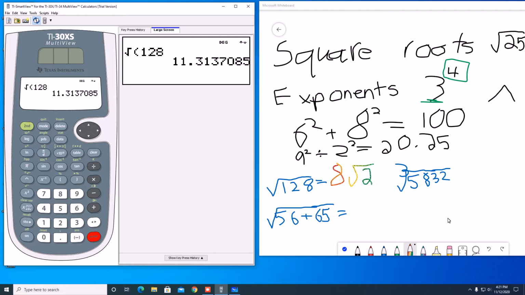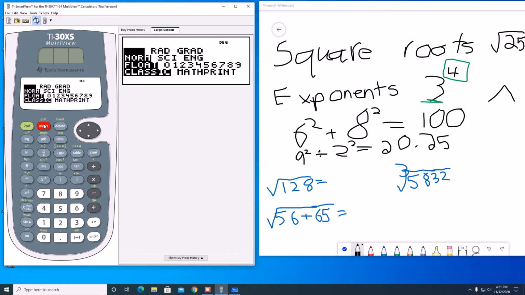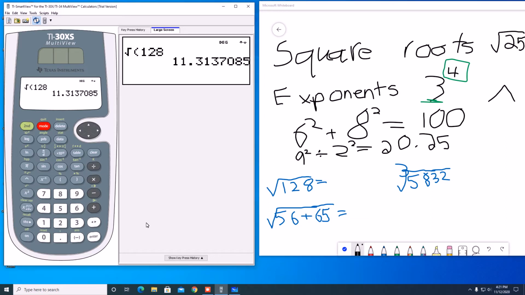So anytime you get an answer that looks like this on your calculator, you need to change the mode of your calculator. So again, you hit mode, you change it to classic instead of math print, and then it'll put it in decimals for you. So that is 11.3.